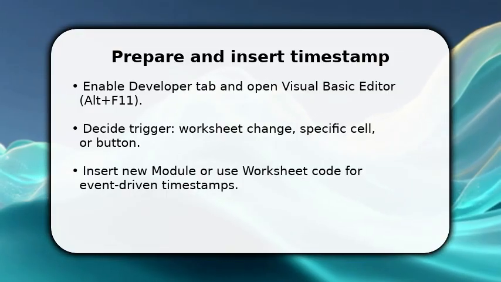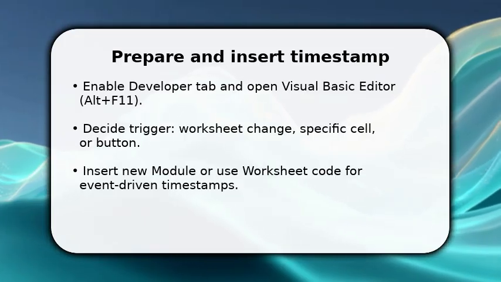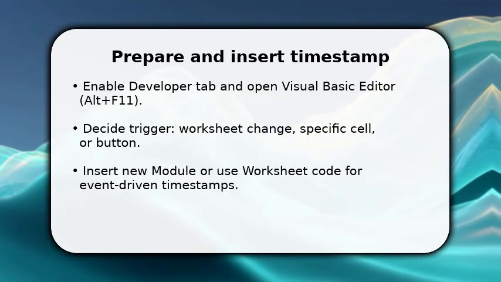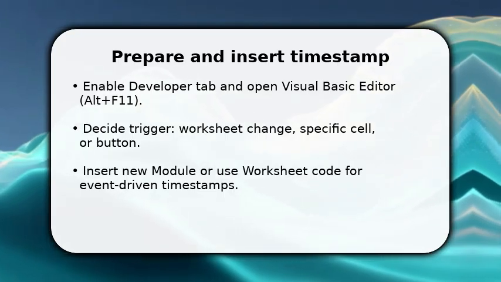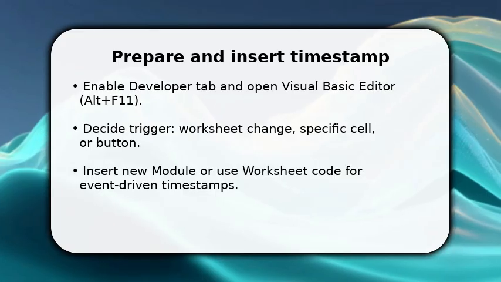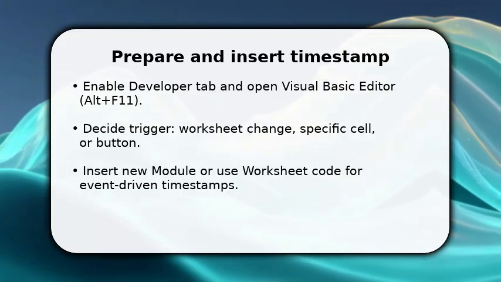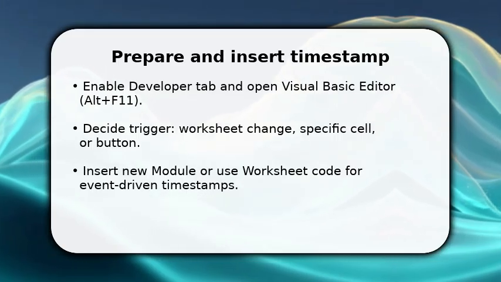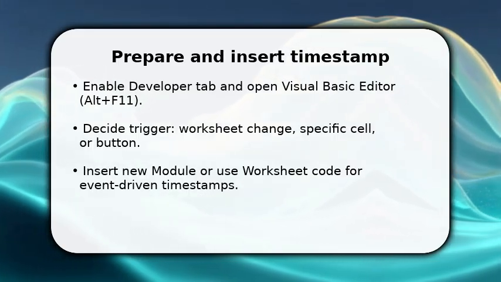You start by inserting the mechanism that records dates automatically. Open the Visual Basic editor and decide your trigger type. Use a worksheet change event for live updates or a button macro if you want manual control. Once you choose, place code in the worksheet module for cell-based triggers or in a standard module for a button.